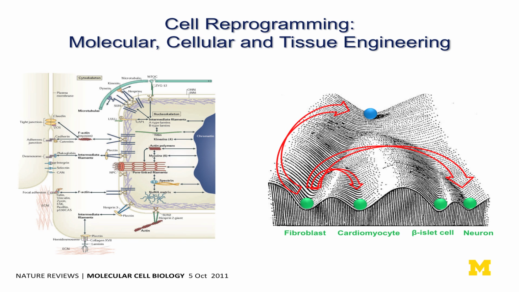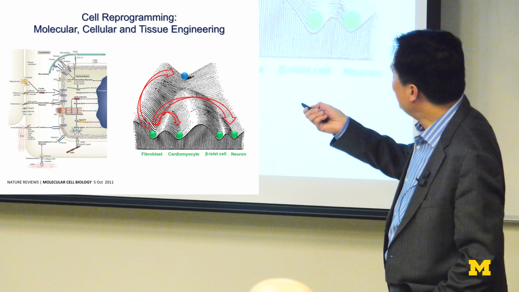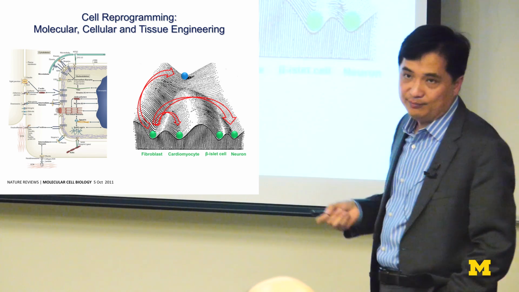So here is our current working hypothesis. We know the cells have cell-cell adhesion. Of course, they also have cell and matrix adhesion. And this cell adhesion is linked to the cytoskeleton. And the cytoskeleton is connected to lamin, the nuclear matrix. And the lamin matrix is connected to chromatin.